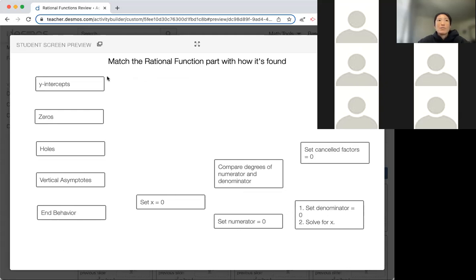Okay, and so now our goal is to match each of these 5 with a process in this clump of 5 processes that we have here. I'm wondering if anyone can take a look at either the y-intercepts, zeros, holes, vertical asymptotes, or end behavior and tell me which process might be something that we use to answer that particular question.